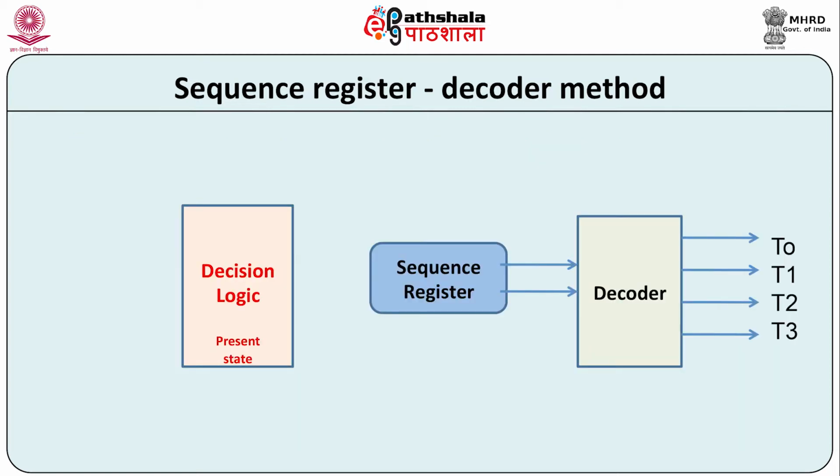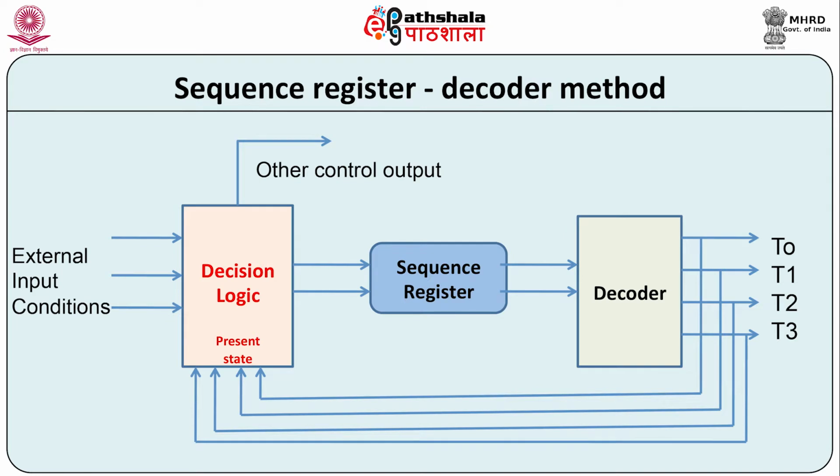The figure indicates the implementation of a 4-state control unit designed using the sequence register and decoder technique. There are 3 major blocks in this system. These are decision logic, sequence register and decoder. The decision logic has 2 inputs, namely external input conditions and present state inputs, to generate the inputs to the sequence register and other control outputs. The output of the decoder is used as the present state for the decision logic.